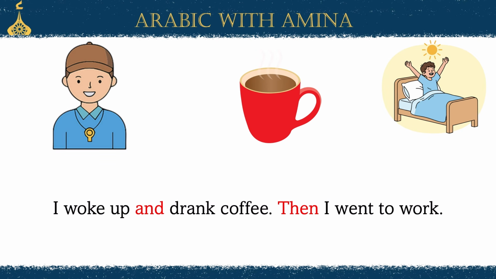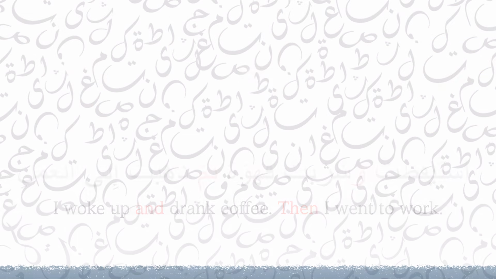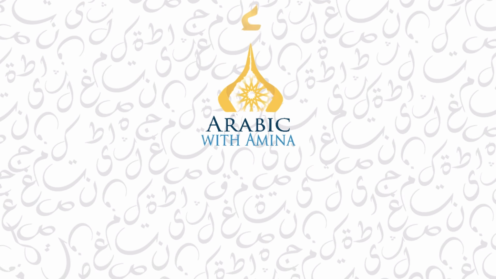Arabic works the same way. استيقظت وشربت قهوة ثم ذهبت إلى العمل. To connect words, phrases, and sentences, Arabic uses conjunctions, also known as حروف العطف.